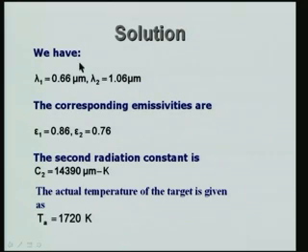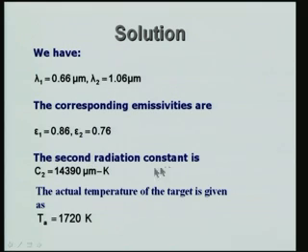So, we have the following data. I am taking the first wavelength as 0.66 micrometer, the second one at 1.06 micrometer. These are the two wavelengths specified in the problem. The corresponding emissivities are also given by epsilon 1 equal to 0.86 at 0.66 micrometer, and epsilon 2 corresponding to lambda 2 of 0.76.